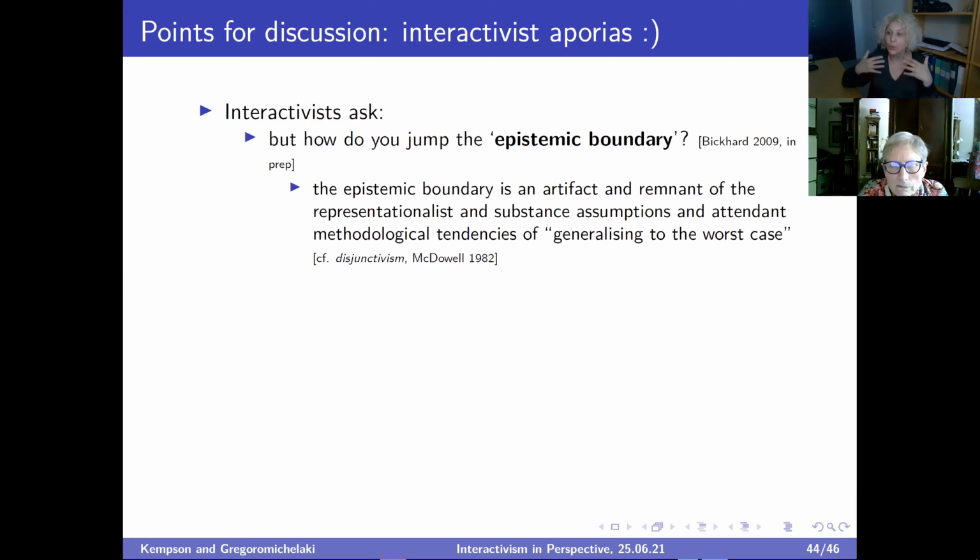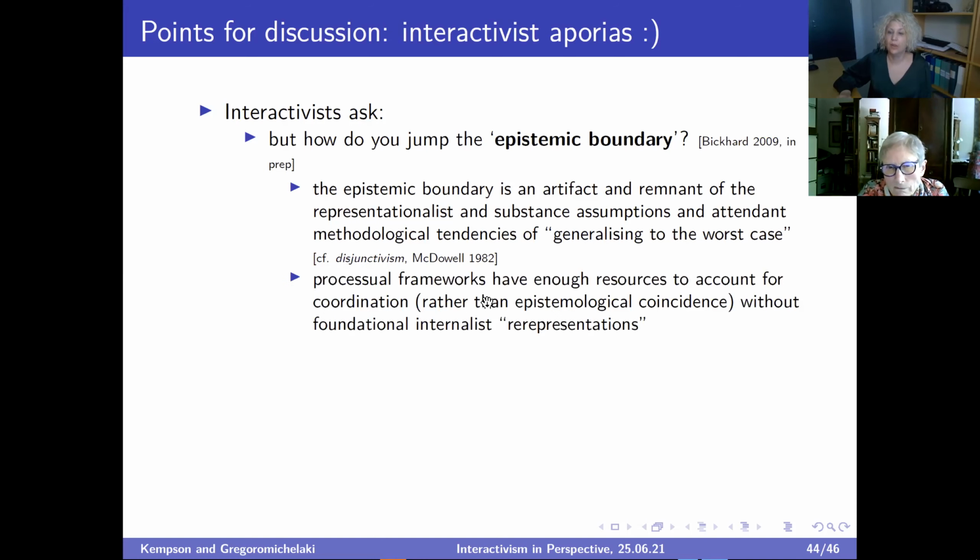Our answer to this is that we reject the notion of a hard, permanent epistemic boundary between an organism's internal processes and the world, and this includes human cognition. We believe that this notion of epistemic boundary is an artifact and remnant of representational and substance assumptions and attendant methodological choices to always generalize to the worst case based on, for example, phenomena like illusion in perception. In processual frameworks, we believe we have enough resources to account for coordination rather than communication or epistemological coincidence without these foundational internalist re-representations that presuppose some kind of epistemic boundaries for their resolution.